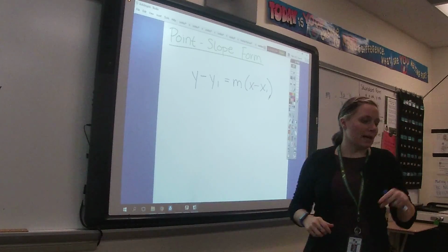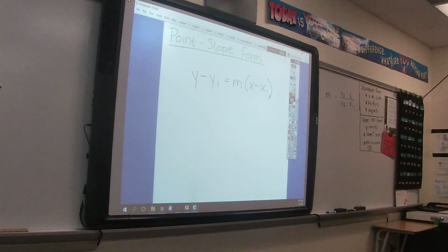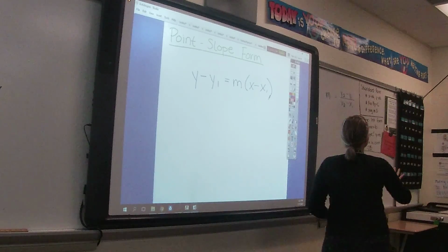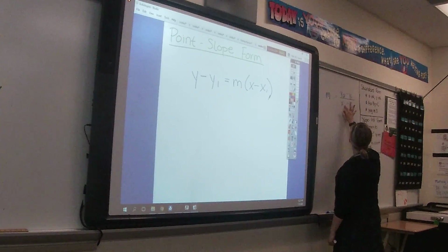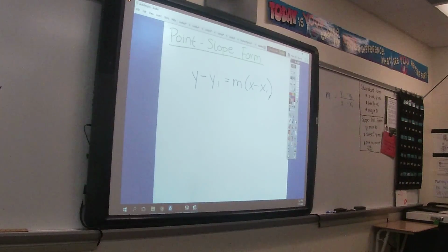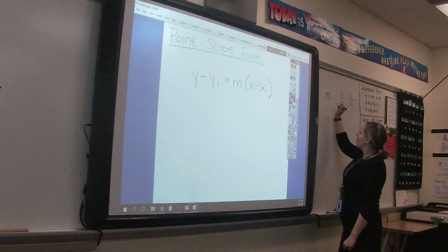Now, let's say we don't have 2 points at all. But now let's say we only have a slope and we have a point. So this is no longer our second point because we don't know what it is. Would we also agree that we could put this m over 1? Yes.